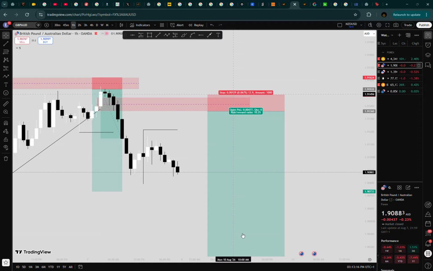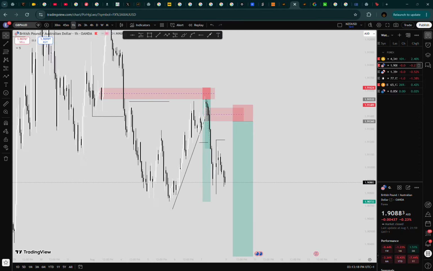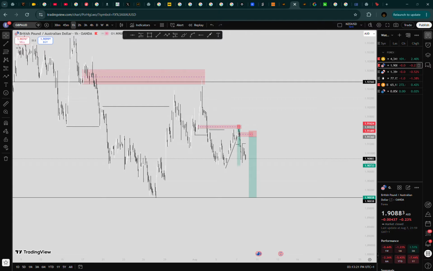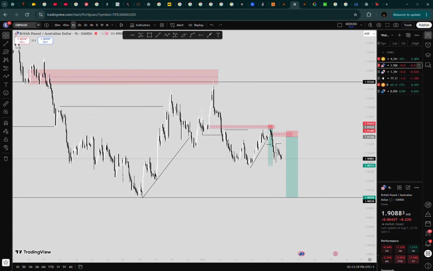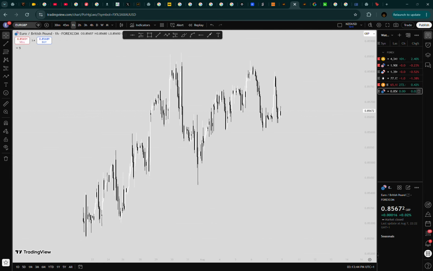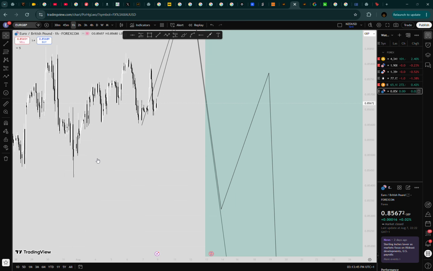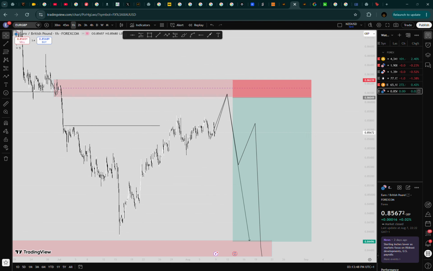Start dropping. You target what? The nearest zone or the nearest liquidity area. Again, because why am I targeting that low? Because we have this here. They connect seamlessly. You see. So that's how it works. That's how you pick out your directional bias. Directional bias is basically from point A to point B.